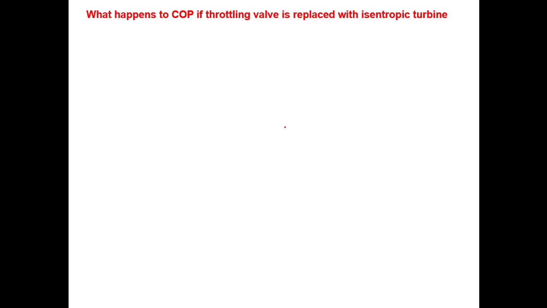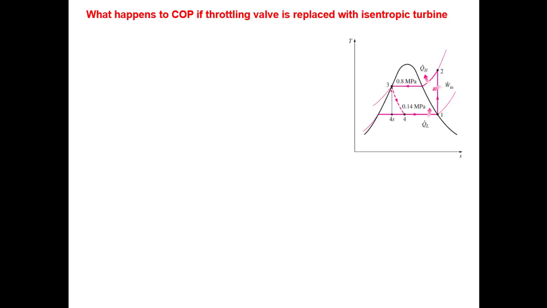Now in part 2, it says what happens to COP if the throttling valve is replaced with an isentropic turbine. So in that case, 3 to 4S is the expansion using the isentropic turbine. That means we have to calculate that value 4S. In that case, we are going to use S3 is equal to S4. So we know the pressure here. Pressure is 0.14 megapascal and S3 is equal to S4.